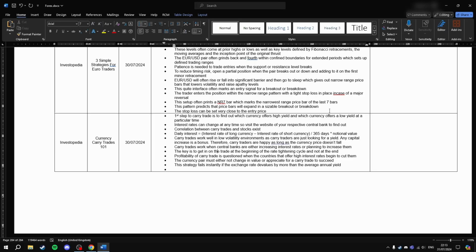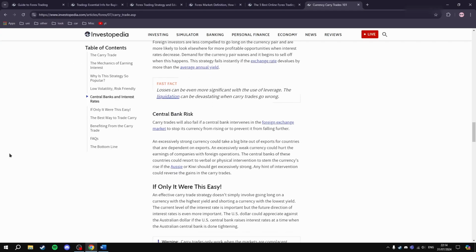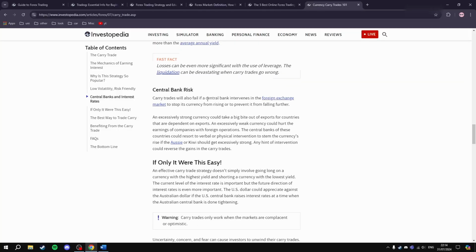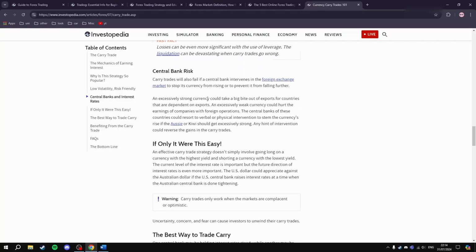The key is to get in on the trade at the beginning of the rate tightening cycle and not at the end. So profitability of carry trade is questioned when the countries that offer high interest rates begin to cut them. The currency pair must either not change in value or appreciate for a carry trade to succeed. This strategy fails instantly if the exchange rate devalues by more than the average annual yield. Losses can be even more significant with the use of leverage. The liquidation can be devastating when carry trades go wrong.